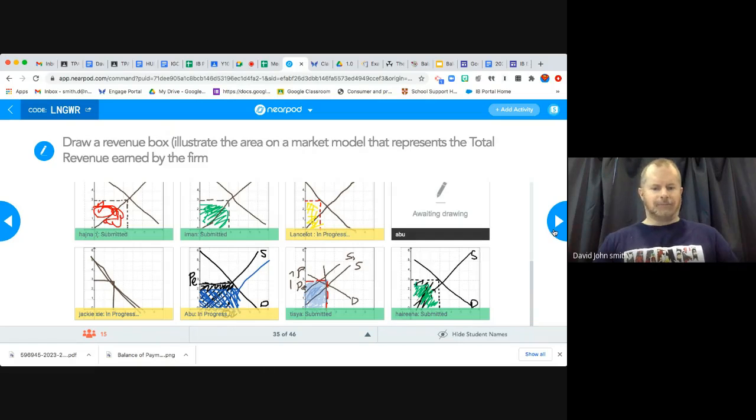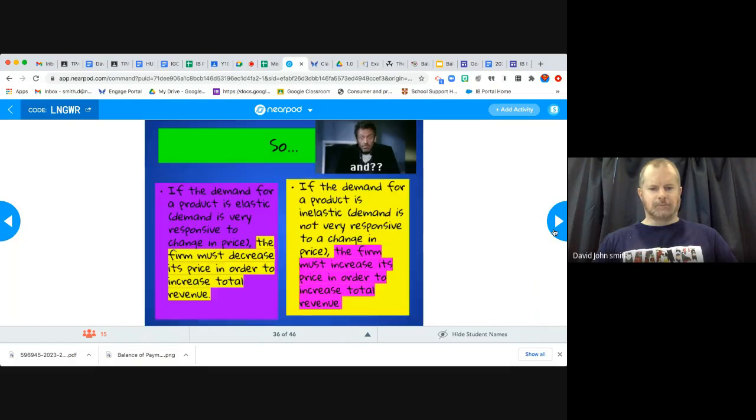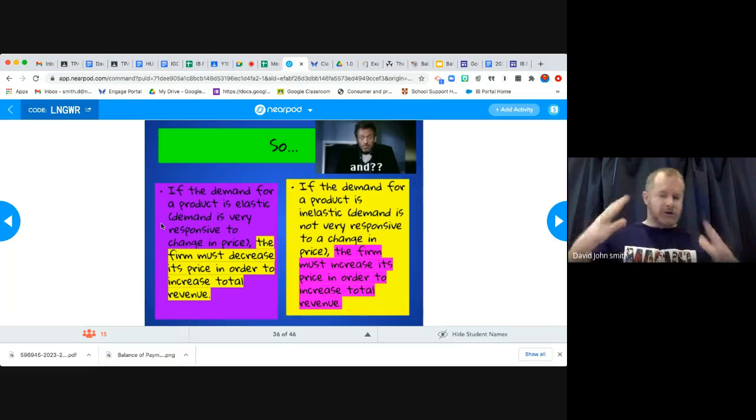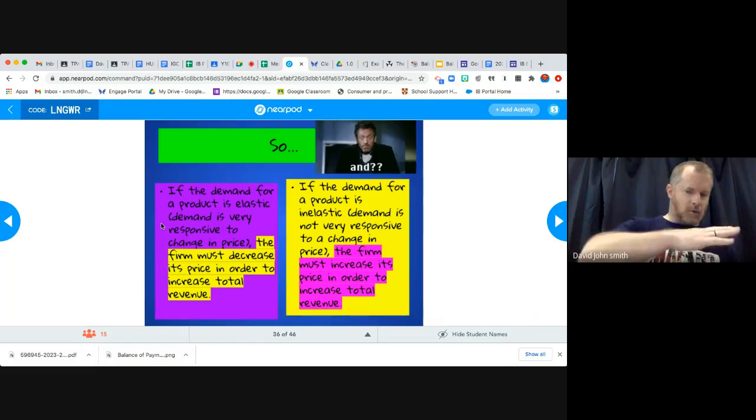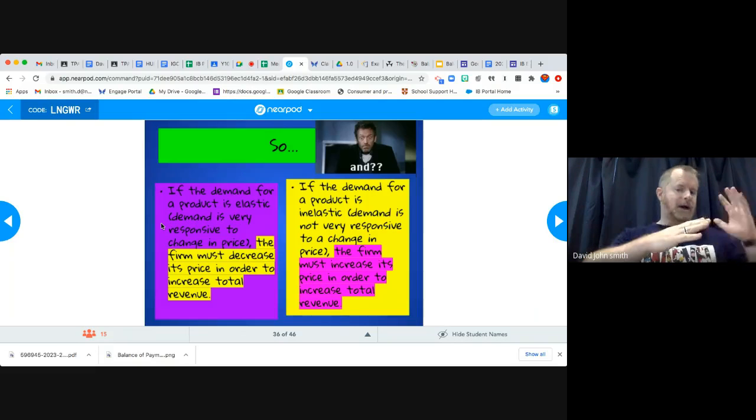Right, moving on. Here are the rules. These are the application rules with regards to elasticity and revenue. On the left under the purple box, here's what it says. If the demand for a product is elastic, so very responsive, more like the letter E, the firm, the business should, I don't know about must, but should decrease its price in order to increase total revenue. So if the product is more elastic, the best way for that business to increase its revenue is to decrease its price.